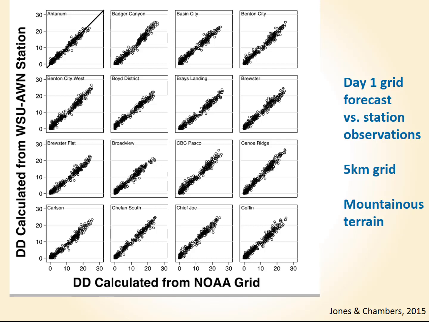It's a correlation. So if it was a perfect correlation, there'd be a thin white line going from one corner to the other. And these are their different locations, and they're pretty good. There's a little bit of slop around there. It's not 1-to-1, but it's pretty good. And this is for degree days. And again, they're dealing with mountainous terrain out there too, which makes it even tougher. And it's a 5-kilometer grid, and they're using the day one forecast versus the station observation. So there's already a day lag in there. That's another problem.